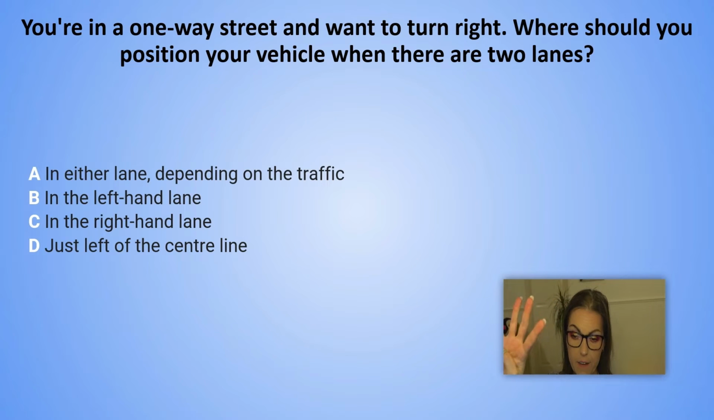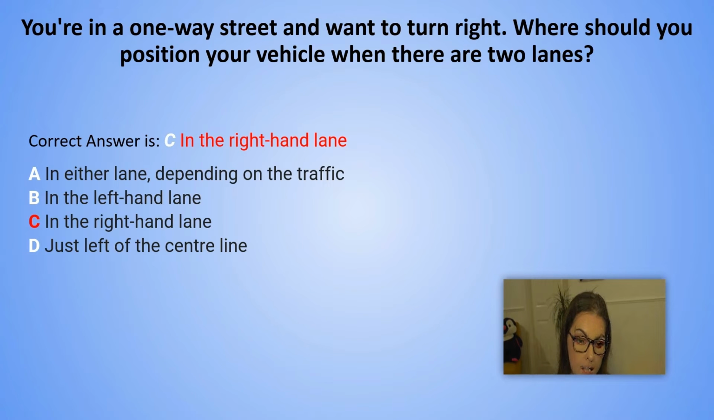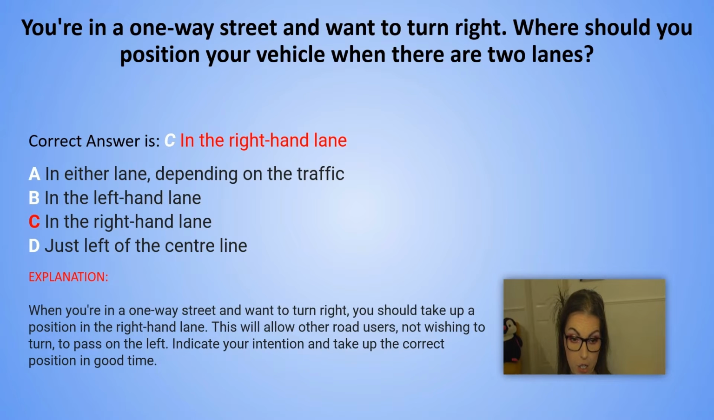5, 4, 3, 2, 1. Ready for the answer? The correct answer is C. In the right-hand lane. Explanation. When you are in a one-way street and you want to turn right, you should take up a position in the right-hand lane. This will allow other road users not wishing to turn to pass on the left. Indicate your intention and take up the correct position in good time. Next question.